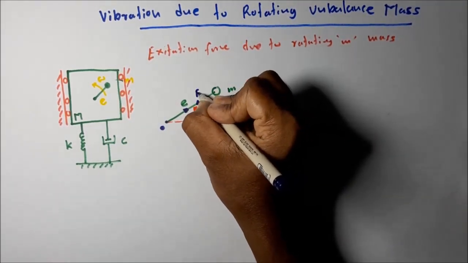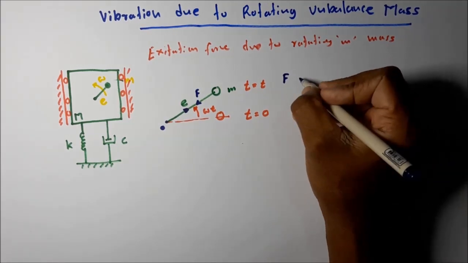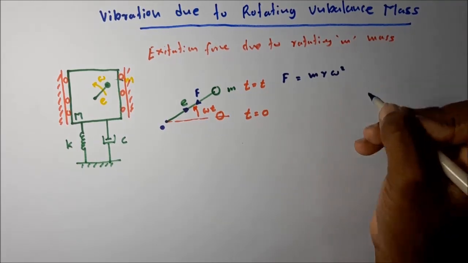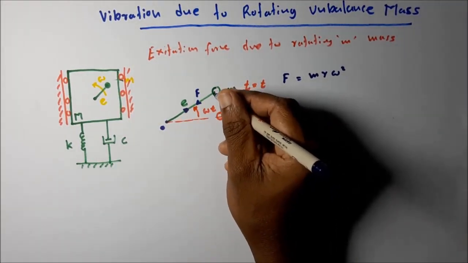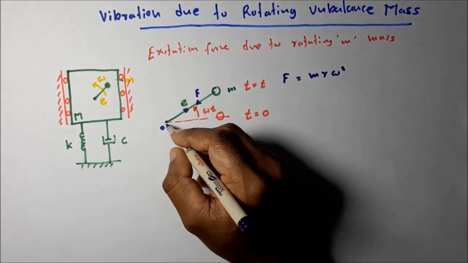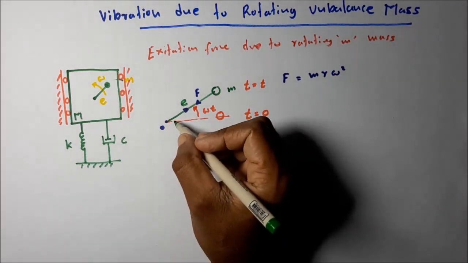This force F is equal to m r omega square. It acts on the small m mass in this direction, and on the capital M mass it acts in this direction. So the force is m r omega square.